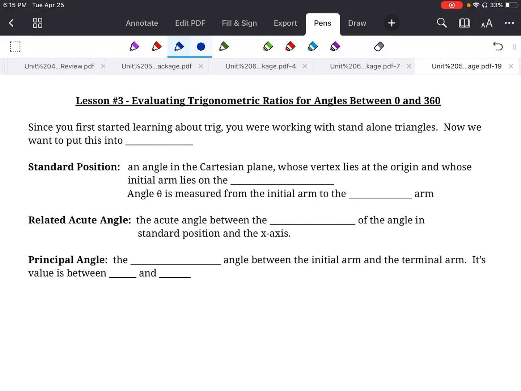Since you first started learning about trig, you were working with standalone triangles. Now we want to put this into circles. And it's not to scare you, it's basically we can fit triangles inside of circles.